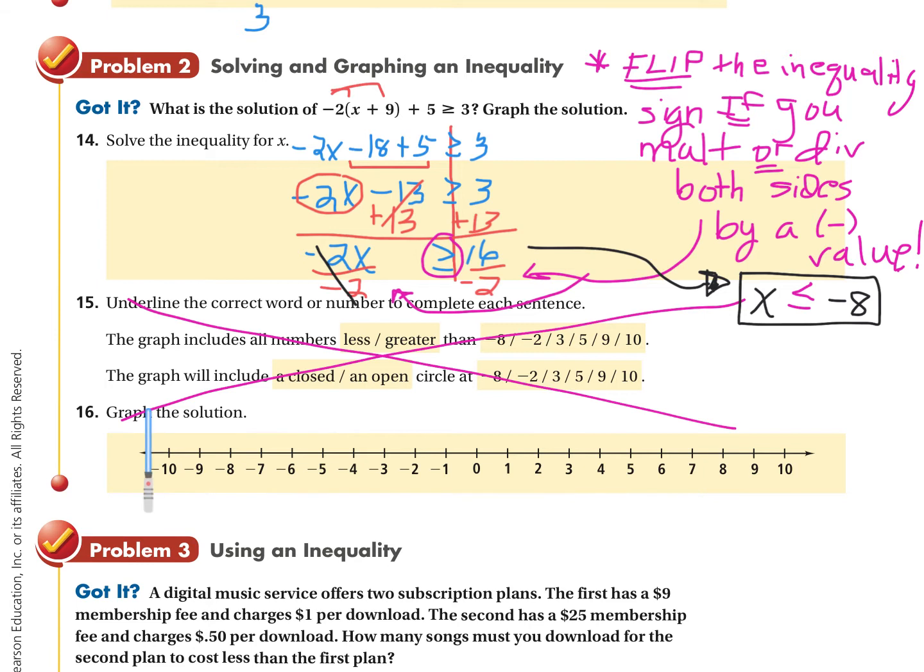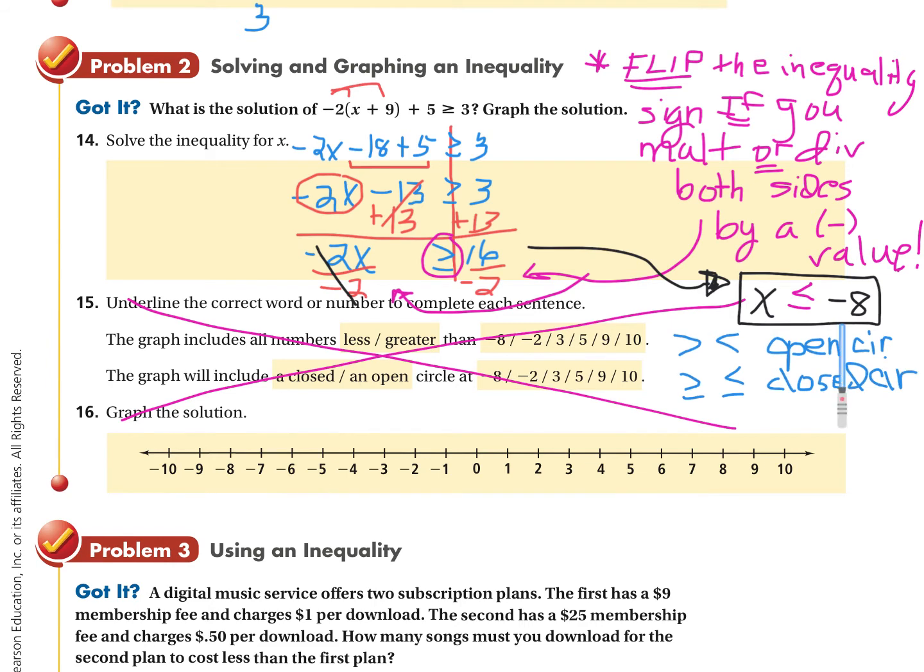And then we need to graph the solution. So this is called our boundary point, negative 8. It's where our whole solution revolves around. And so I want to find negative 8 on my number line. And so here's a couple of reminders that you have to recall. If I have a greater than symbol or a less than symbol with no equals to, this is going to be an open circle. If I have a greater than or equal to sign or a less than or equal to sign, I will have a closed circle, because that means that we're including that boundary point in our solution. So that's a closed circle.